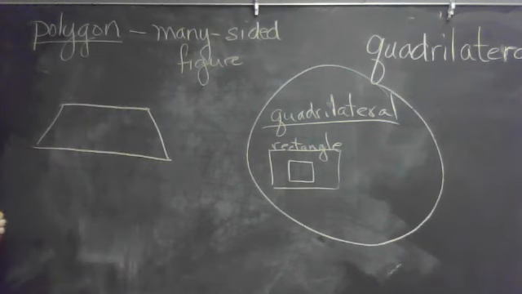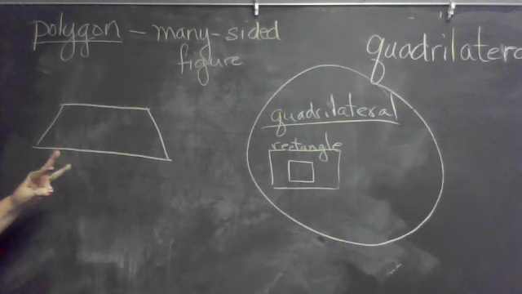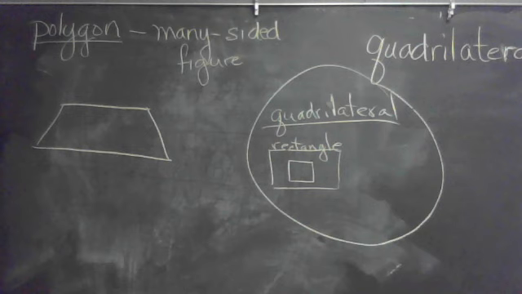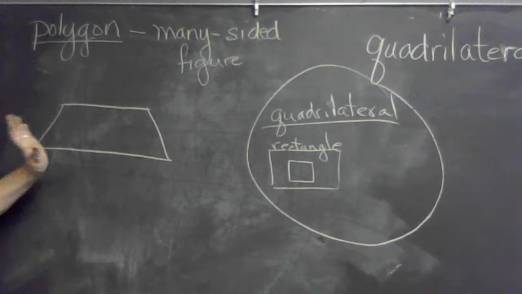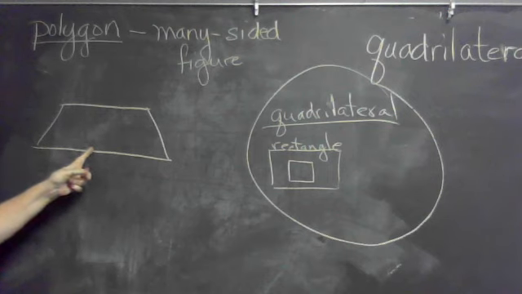Half of the triangle. No, how many sides does it have? 4. So it can't be tri. Tri says 3. Maybe not a half. It could be just a little bit chopped off or a whole bunch chopped off the top, okay?